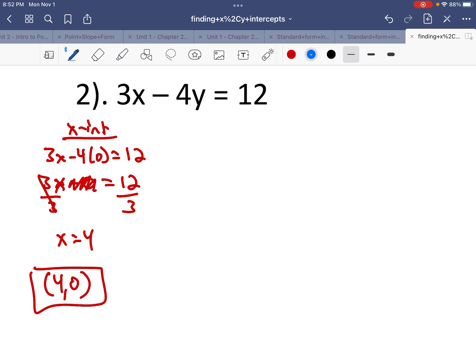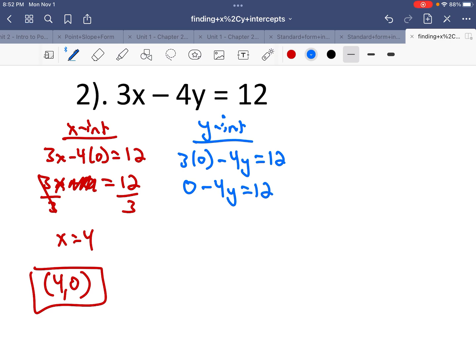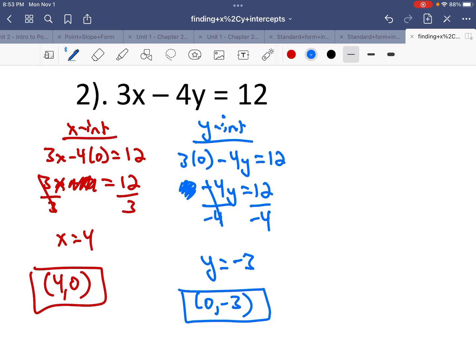My y-intercept: I plug in 0 for x. So 3 times x, which is 0, minus 4y equals 12. 3 times 0 is 0, minus 4y equals 12. I'm going to get rid of that 0, so I'm going to divide both sides by negative 4. We get y equals 12 divided by negative 4, which is negative 3. And I'm going to write that as the coordinate (0, -3).